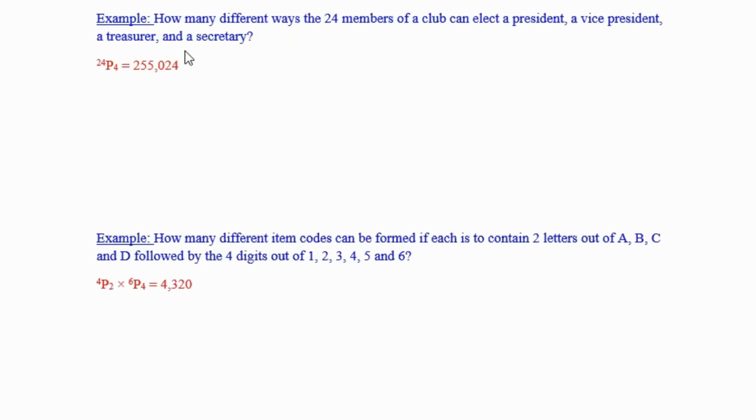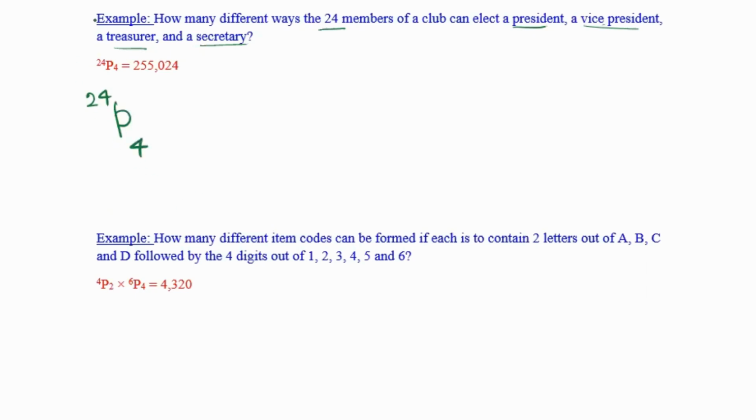Now here's another example which is more practical. 24 members from a club, and we have to elect a president, a vice president, a treasurer, and a secretary. So out of 24, we have to select for 4 positions. We are selecting the members randomly, not considering anything, so we have to consider the total number of choices. Out of the 24, we have to permute 4 different positions.